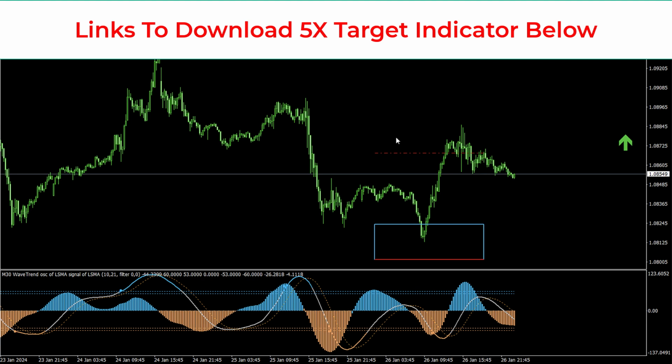So this is how I like to use this indicator. It gives us accurate entries. It gives us disciplined trading, and it's very, very easy to use. So this is how I like to use it.